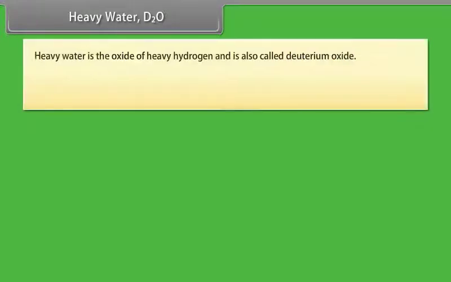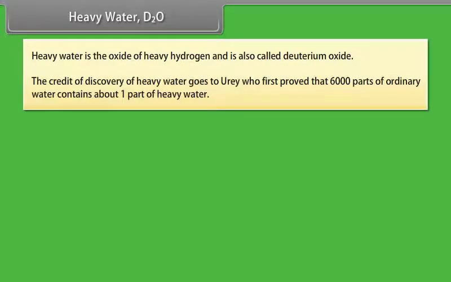Heavy water, D2O. Heavy water is the oxide of heavy hydrogen and is also called deuterium oxide. The credit of discovery of heavy water goes to Urey, who first proved that 6,000 parts of ordinary water contain about 1 part of heavy water.